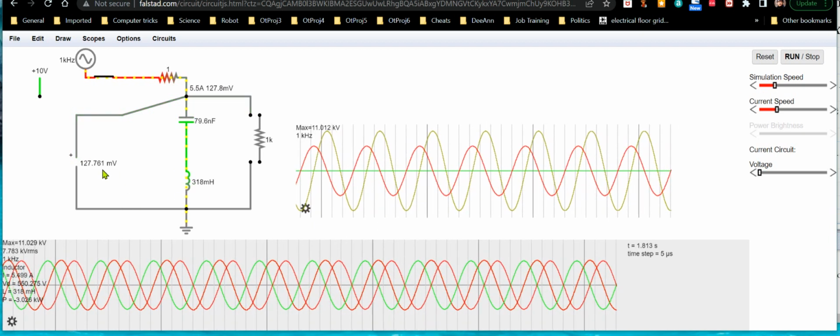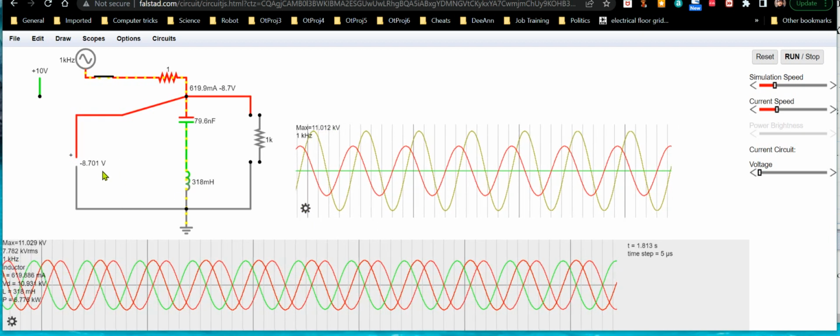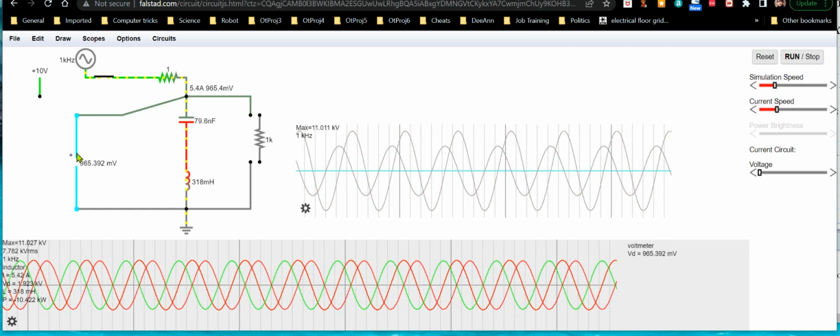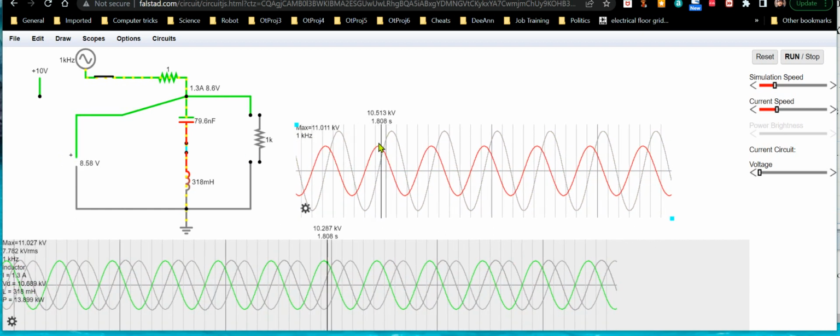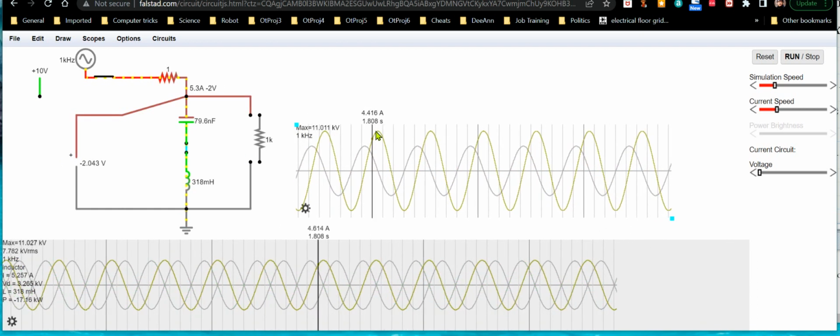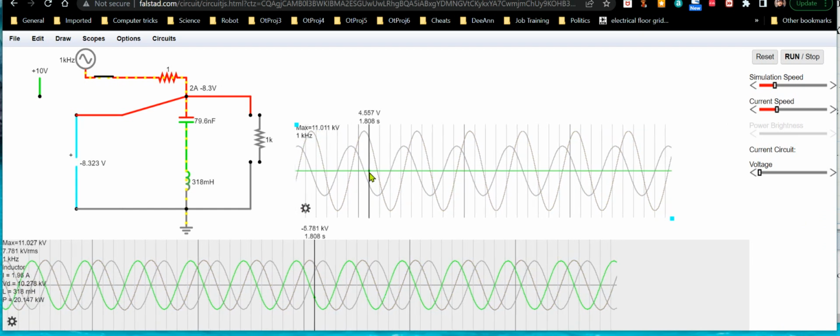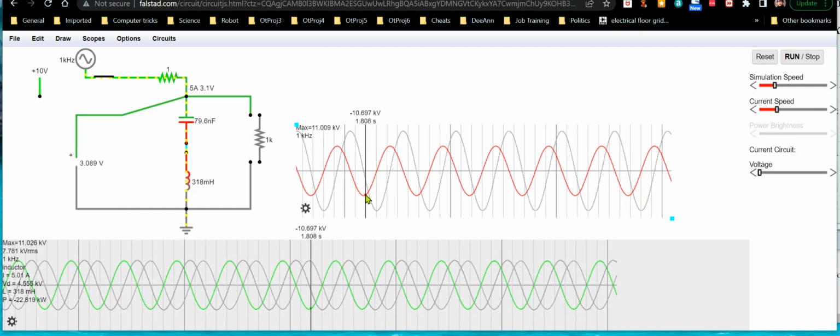You can see, the overall voltage across it isn't that high. It's only like about 8 volts or something like that. So let's see if I can find it here. I don't even know if it's on this plot.